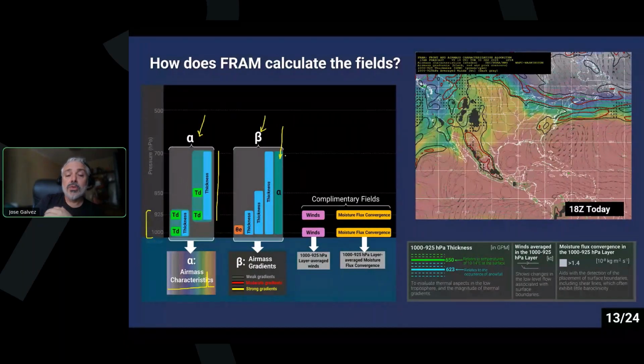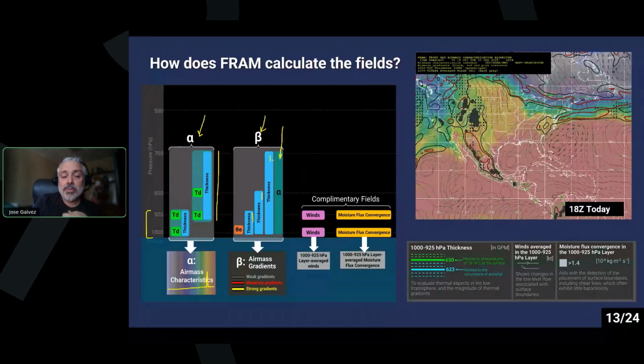But we also look at other variables. We look at thickness gradients of three layers. We're looking at 1000 to 925, 1000 to 850, and also 1000 to 700. Why? Because the changes of air mass can appear in different layers, not necessarily one.